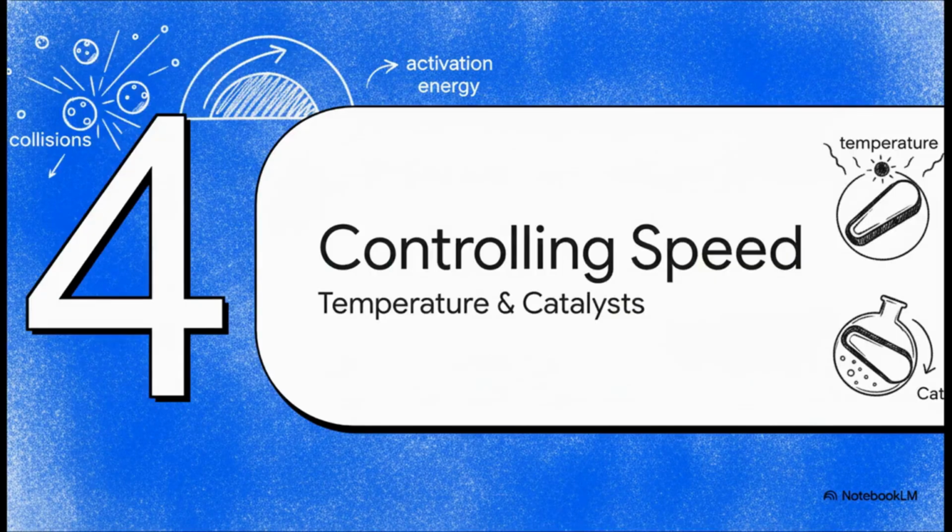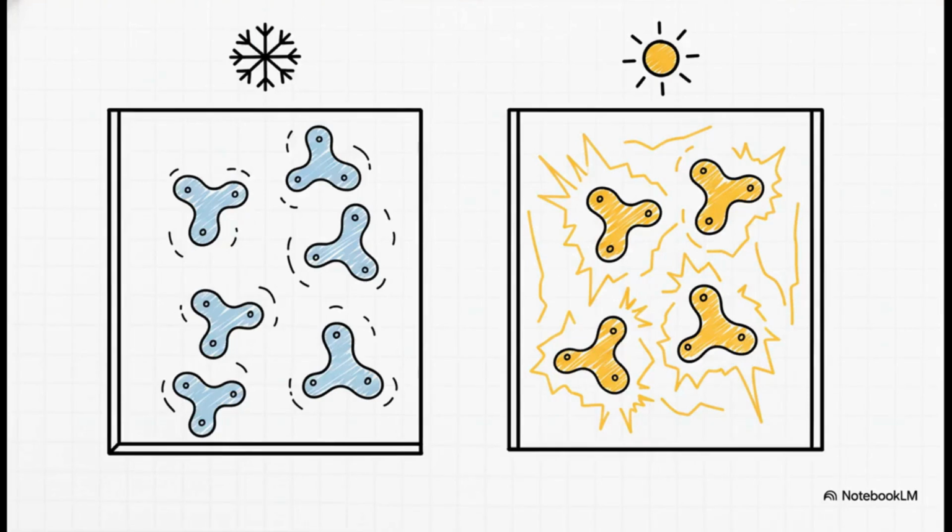Okay, so if reactions are all about climbing these energy hills, can we cheat? Can we control the speed? You bet we can. Let's talk about the two main ways we can manipulate reaction rates: temperature and catalysts. First, let's talk about temperature.